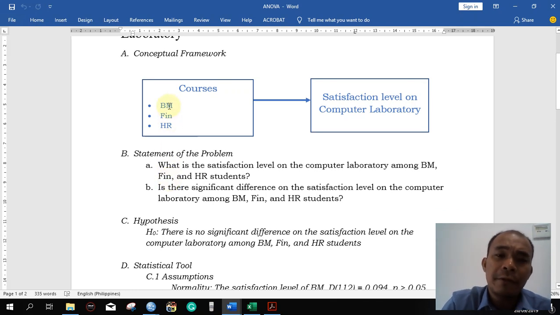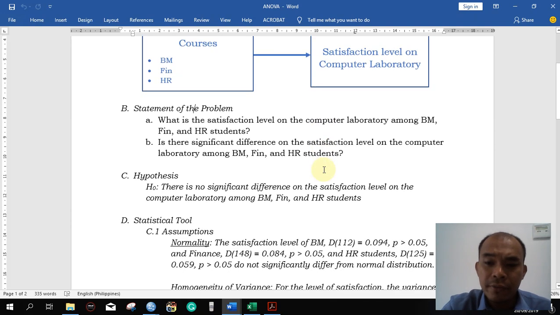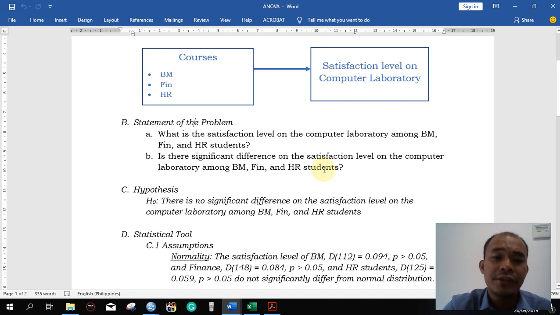So after we computed the mean or the median of the satisfaction level of BM, finance, and HR, we want to know now, is there a significant difference on their satisfaction level on the computer laboratory among those students? Okay, so the hypothesis of this study is there's no significant difference. So the null hypothesis is there's no significant difference on the satisfaction level of computer laboratory among BM, finance, and HR students.